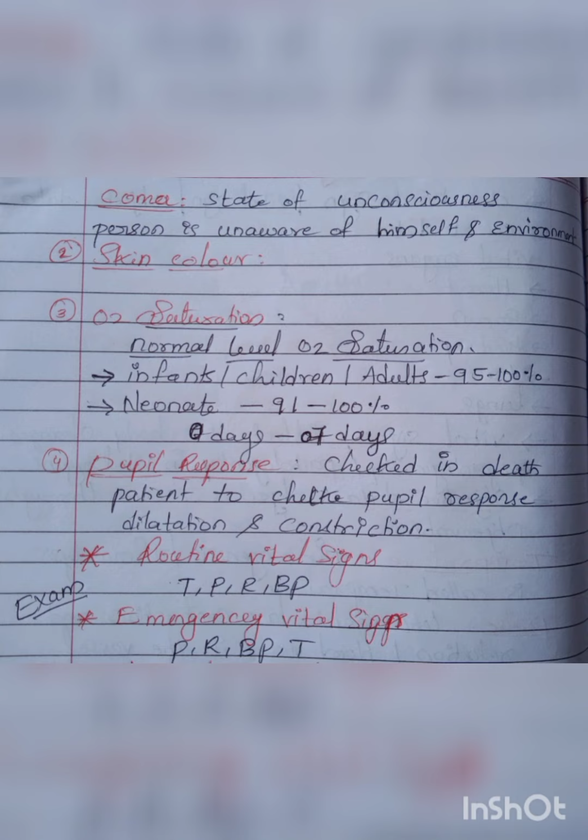Even we can see that some people, their face is very white. Why? They are pale in color. Their red blood cells are very less in count.